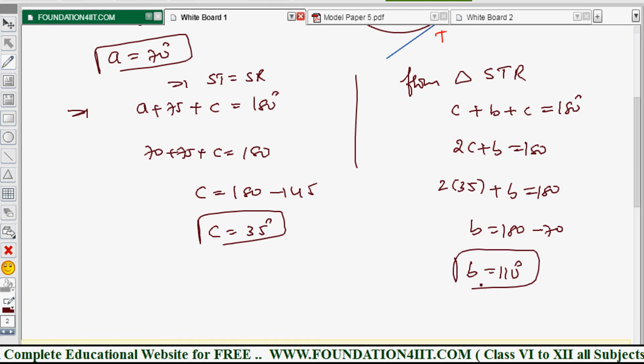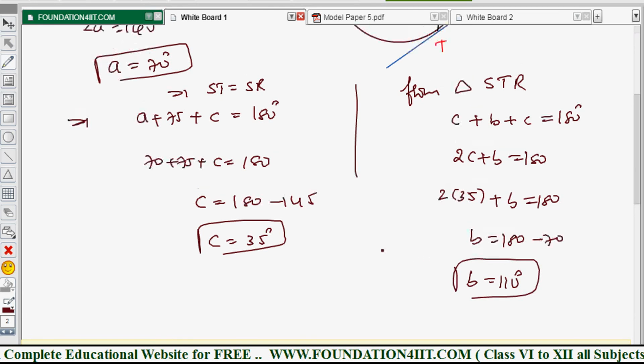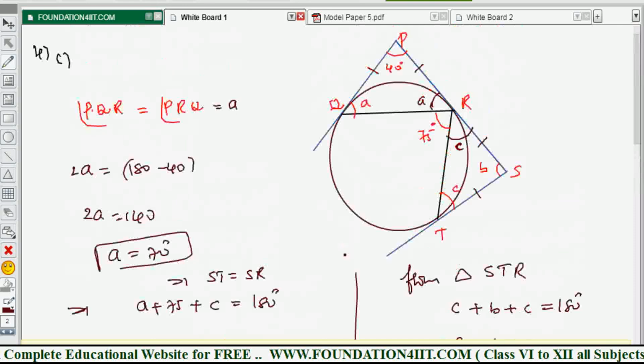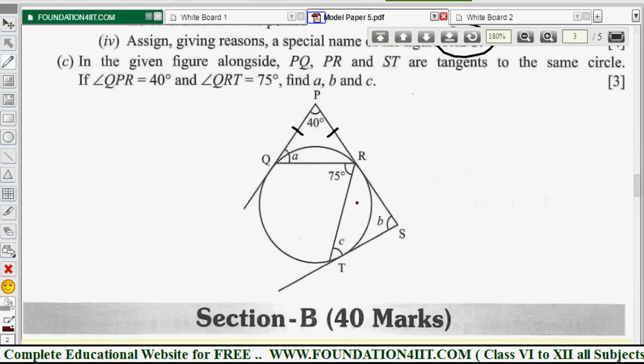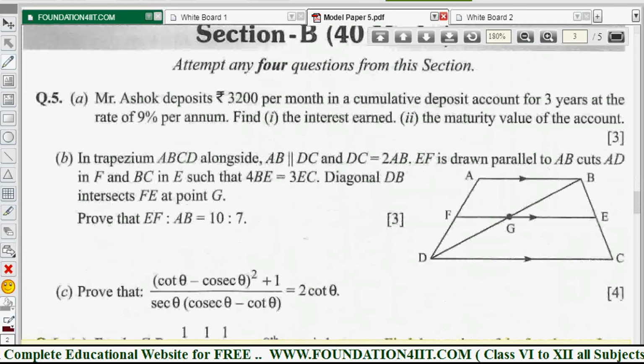Now B is 110, A is 70, and C is 35 degrees are the angles for this. Just only two properties: tangents drawn from an external point are equal, and whenever two sides are equal, the opposite angles are also equal in any triangle. These are the properties. Now let's see the next question and solve these problems.